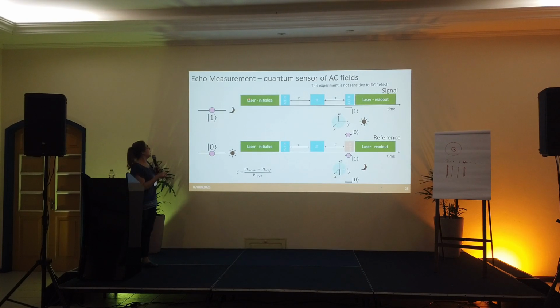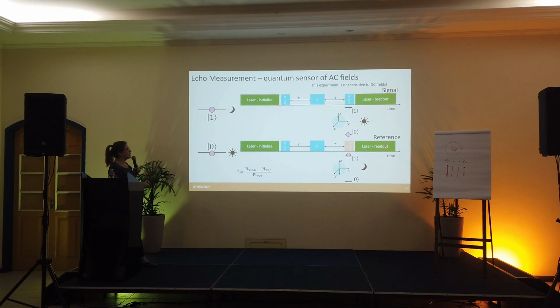I'll just mention this very briefly. When we're doing an echo measurement, we can always use a comparison between two experiments, one that we use as a signal, another one that we use as a reference. In this case, we use the same pulse sequence, the same spin control sequence. Only at the end, instead of doing a pi/2 rotation, we do a minus pi/2 rotation. What that does is, if it would map my state onto the zero state for the pi/2 rotation, the mapping is inverted for the minus pi/2 rotation.